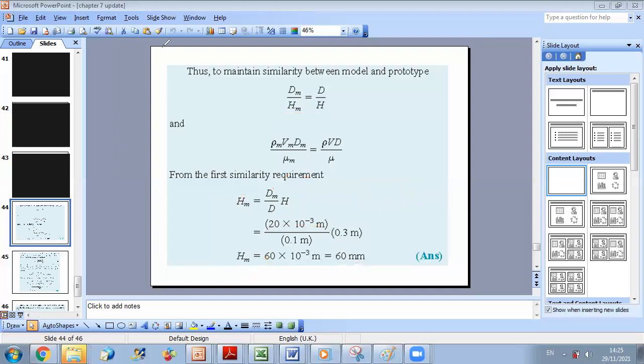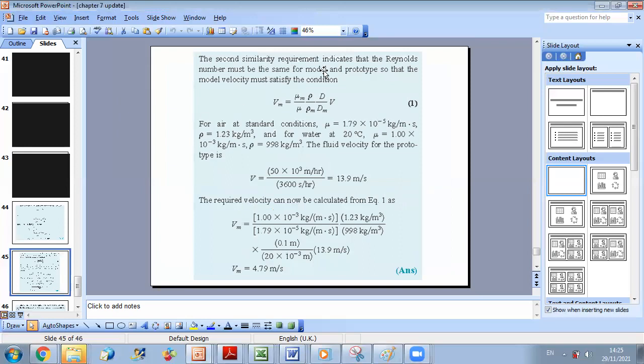Okay. Now, the second similarity requirement will be that we'll have equal Reynolds number for model and prototype. And the unknown involved in this case is the velocity at which the experiment should be performed, because I want to determine what should be the value for the model. To do this, all I have to do is to take other terms to the other side, because I know all properties except the velocity of the model. This will allow me to calculate the value of the model.